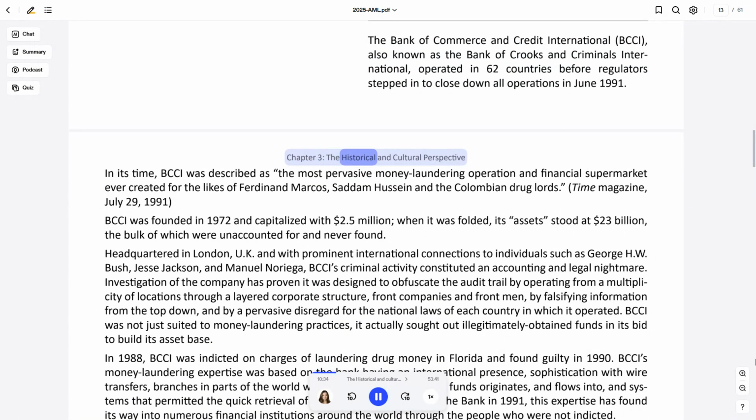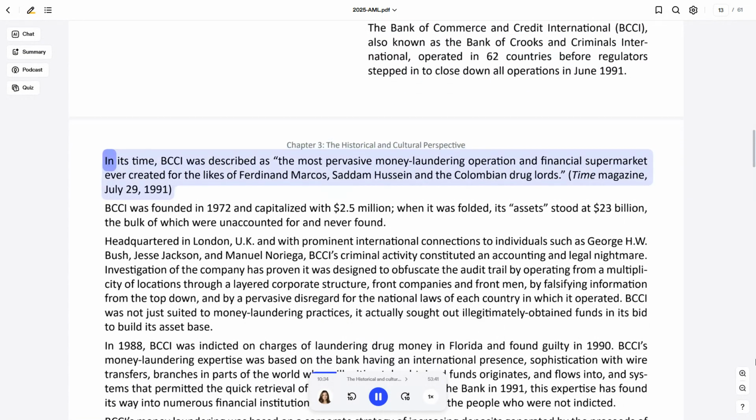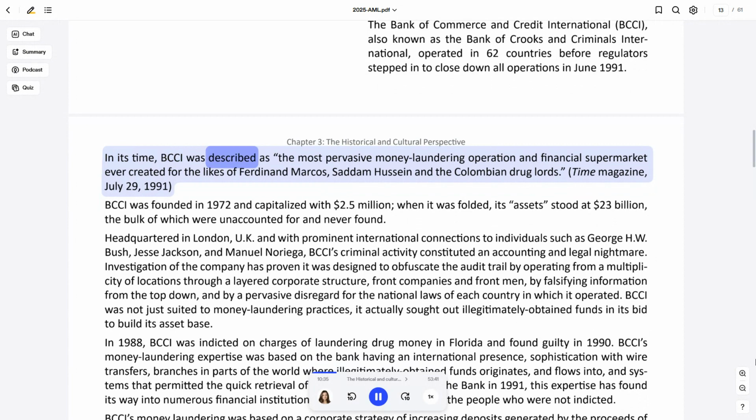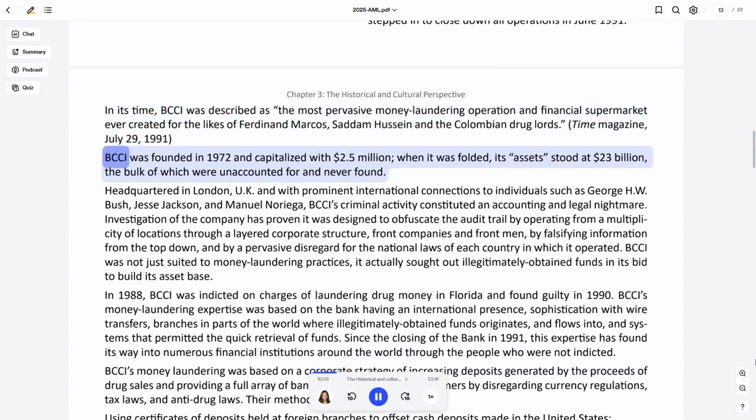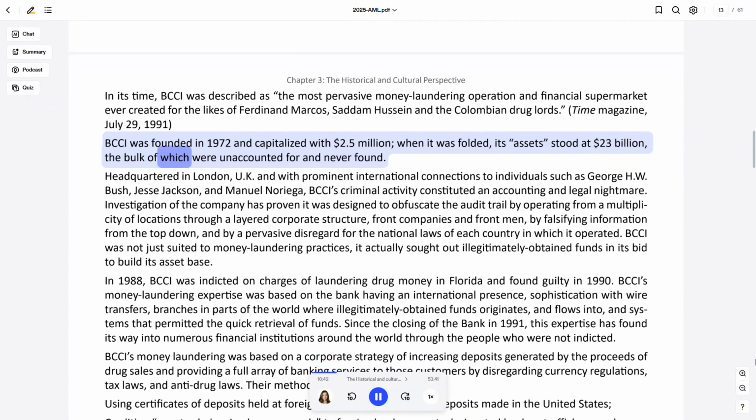Chapter 3: The Historical and Cultural Perspective. In its time, BCCI was described as the most pervasive money laundering operation and financial supermarket ever created for the likes of Ferdinand Marcos, Saddam Hussein, and the Colombian drug lords. Time magazine, July 29, 1991. BCCI was founded in 1972 and capitalized with $2.5 million. When it was folded, its assets stood at $23 billion, the bulk of which were unaccounted for and never found.